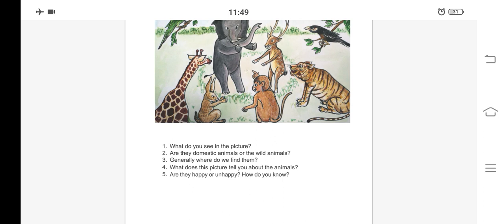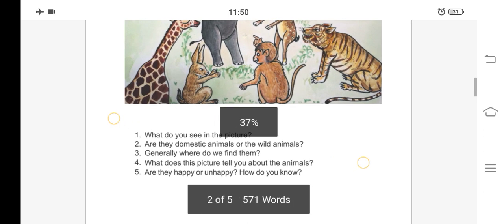What does this picture tell you about the animals? This picture tells us that the animals are very happy and they are dancing. Are they happy or unhappy? How do you know they are happy? Because they are dancing in the picture.